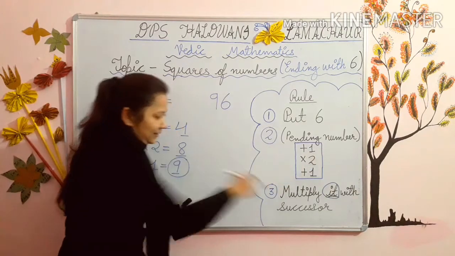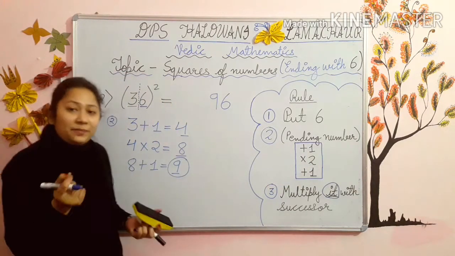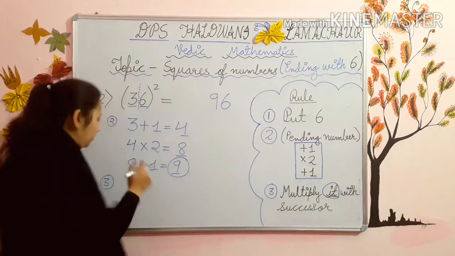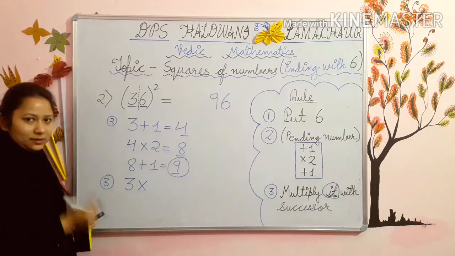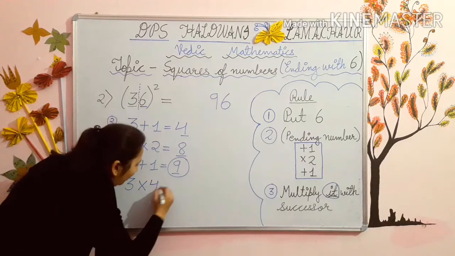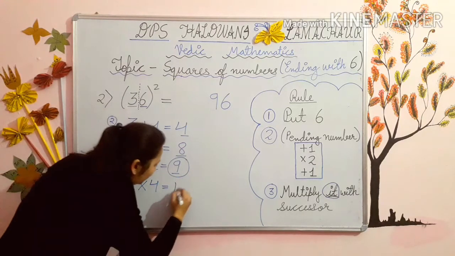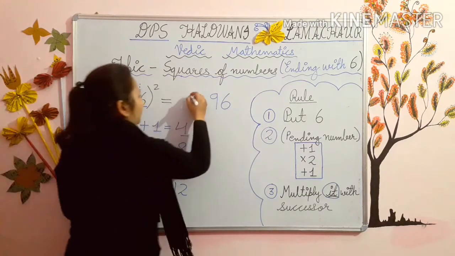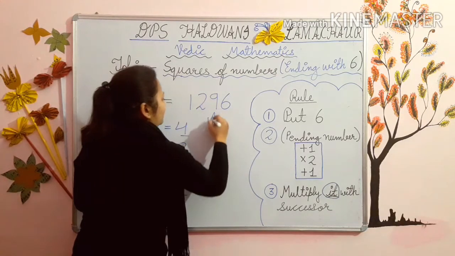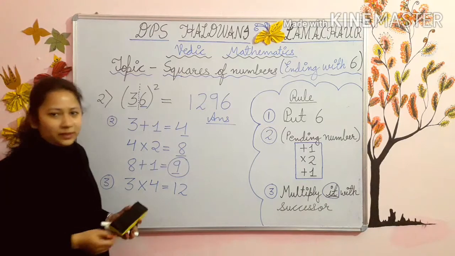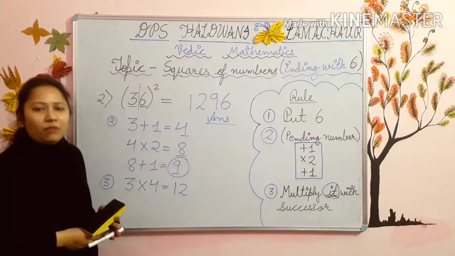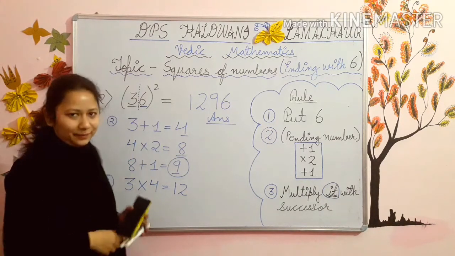Now the third rule. Multiply it with successor. It means you have to multiply your pending number with its successor. The successor of 3 is 4. So 4 3s are 12. Now 12 you will write here. And this is your answer. I hope students you are getting this method. Now we will move to our third sum.